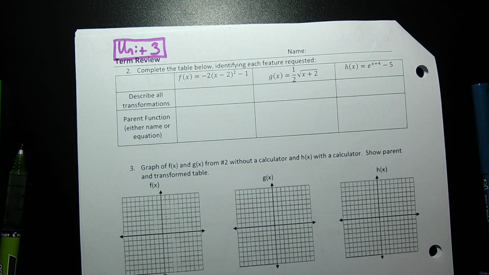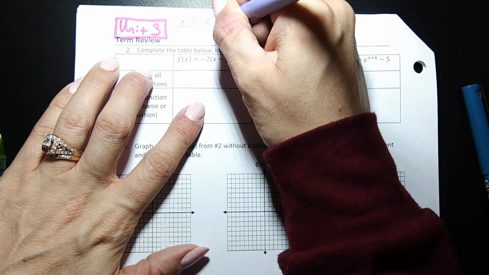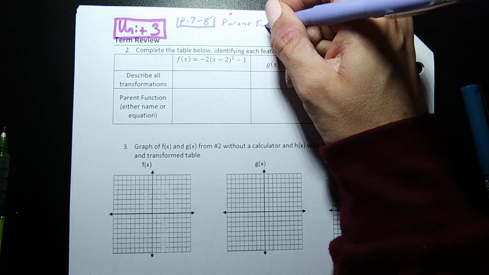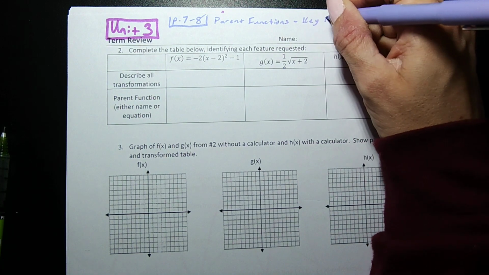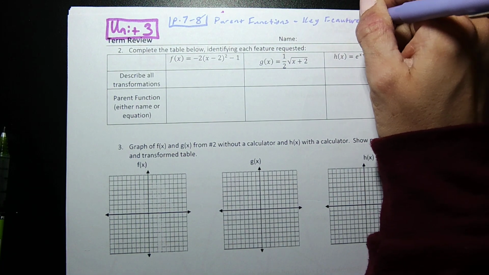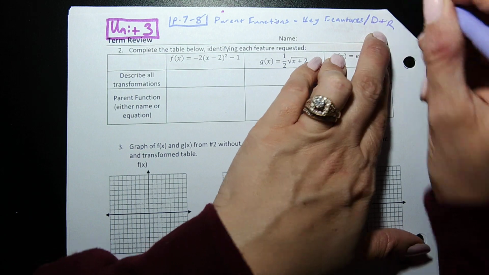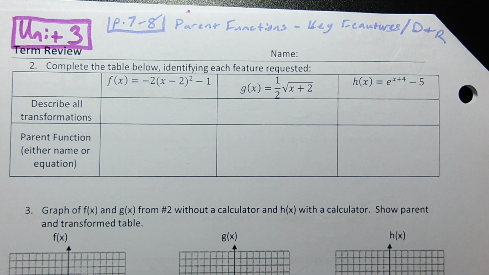So for unit 3, you will want to study the parent functions, which are on pages 7 and 8 of your unit 3 notes. So parent functions, you'll need to know their key features and domain and range. Key features being like the parent tables, asymptotes, equations of the asymptotes. So the 12 basic parent functions.